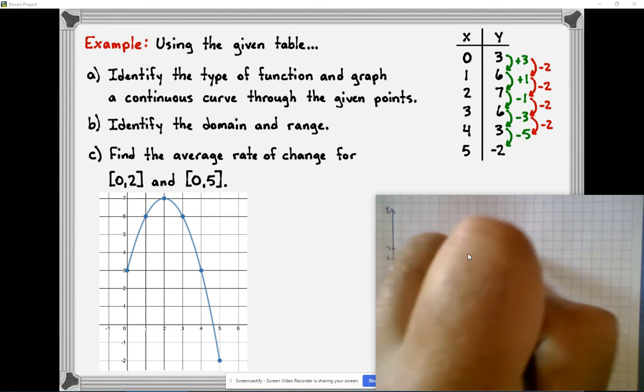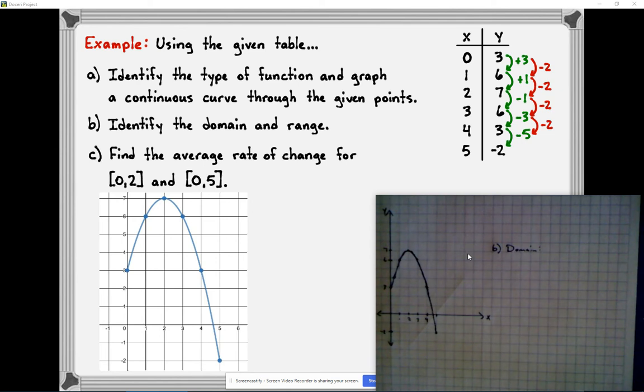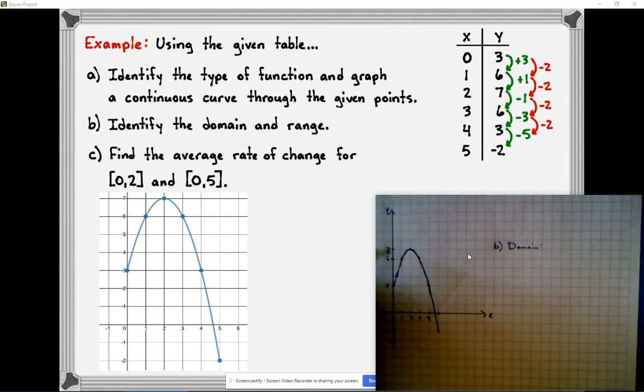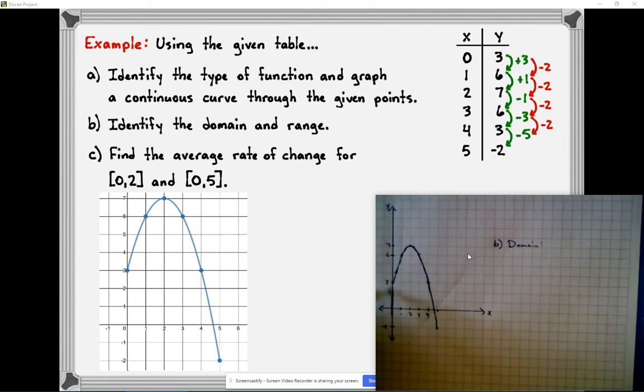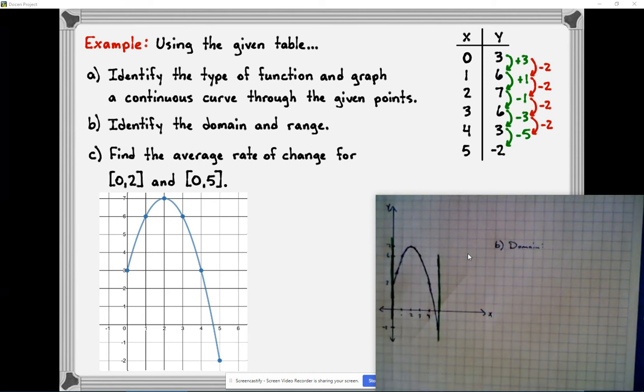Okay, so I'm going to write down domain here. Now, there's two different ways to write down a domain and a range. There's the inequality notation, and then there's the interval notation. Remember, domain is the set of x values. So if I were to, let's say, draw a line at the x value where this graph starts. Now, we're only looking at the given data points here. So if I were to draw a vertical line at the first x value and a vertical line at the last x value, we can see the domain.